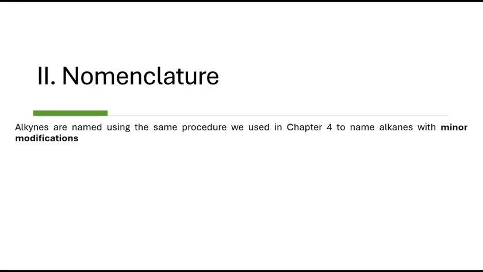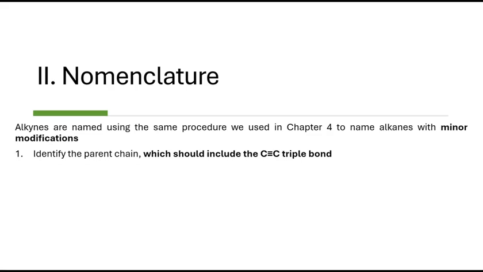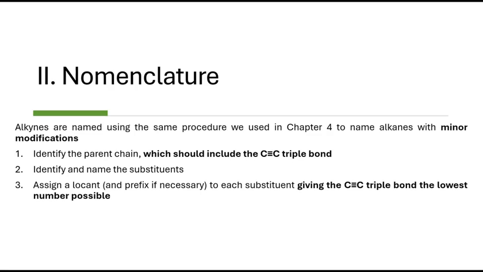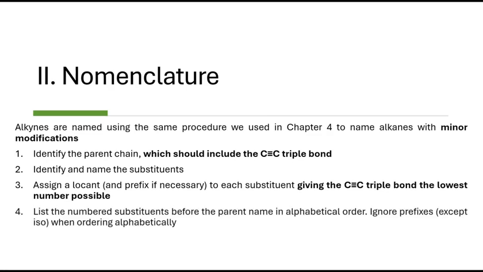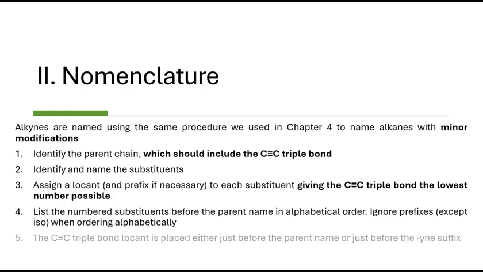2. Nomenclature. Alkynes are named using the same procedure we saw earlier for alkanes, but with minor modifications. 1. Identify the parent chain, which should include the C triple bond C. 2. Identify and name the substituents. 3. Assign a locant and prefix if necessary to each substituent, giving the C triple bond C carbons the lowest numbers possible. 4. List the number of substituents before the parent name in alphabetical order. We ignore prefixes except for iso when we order them alphabetically.